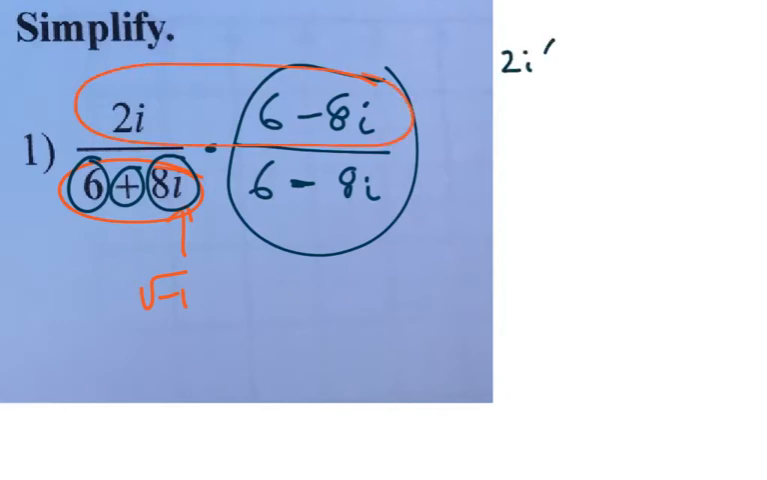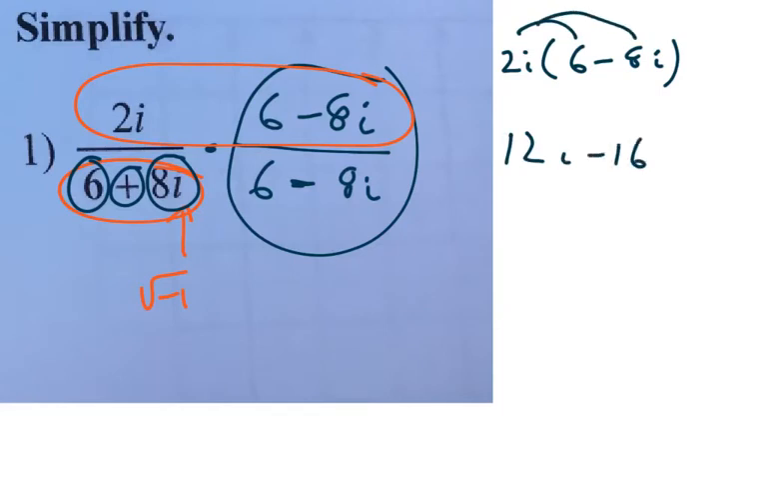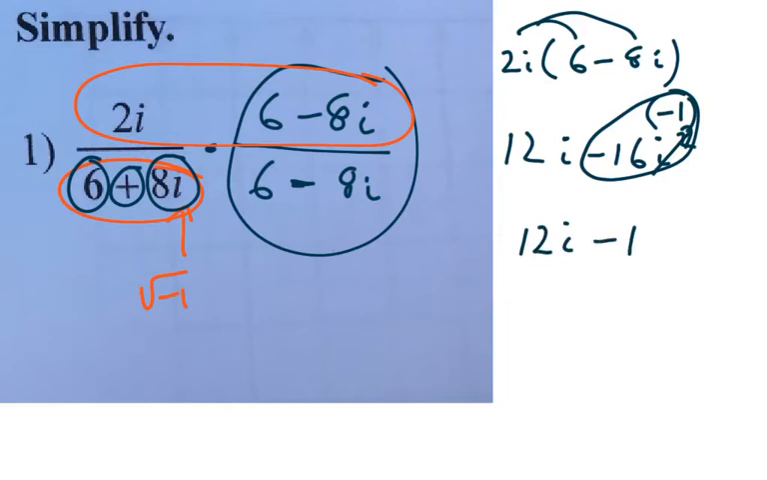So first, let's do the numerator right here. I'm going to do 2i times 6 minus 8i. And I know that's 12i minus 16i squared. Guys, what's i squared? That's a -1. So when I times that with minus 16, I get 12i plus 16. It changes signs.